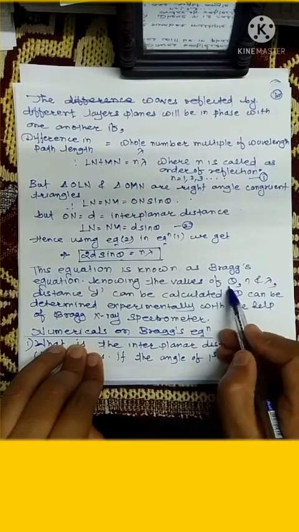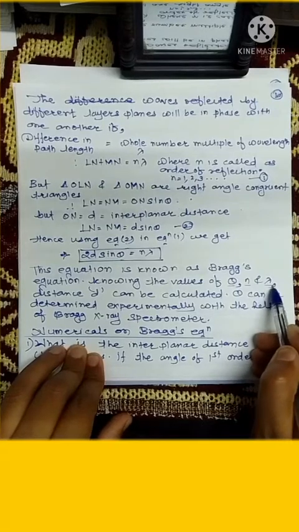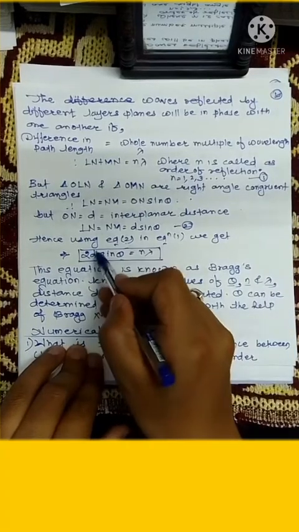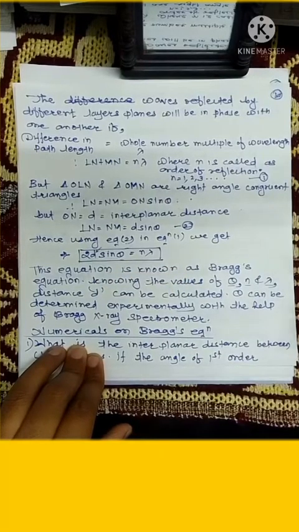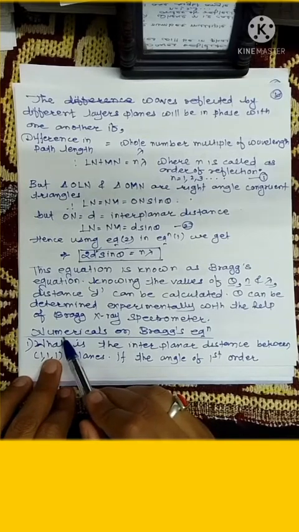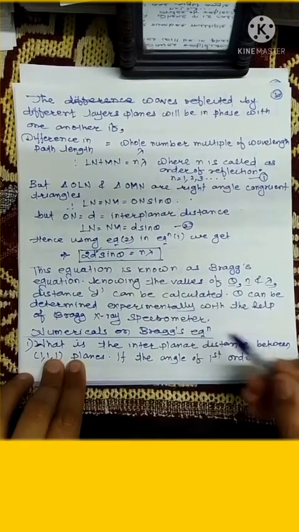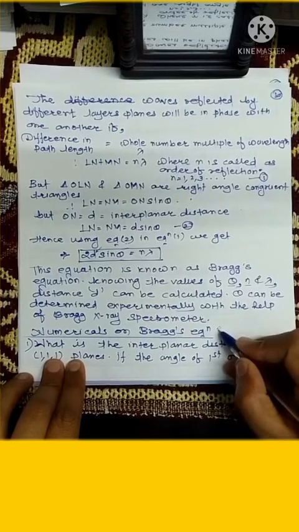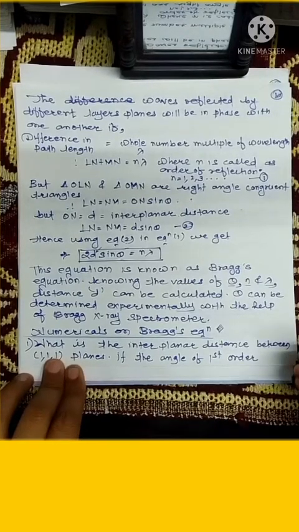Now, by knowing the value of theta and lambda, one can easily calculate d. And what is d? It is the interplanar distance. So we are now going to solve numericals on Bragg's equation. This is the important section. Generally numericals are asked on Bragg's equation.